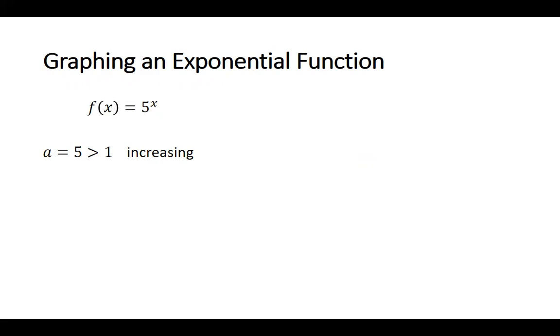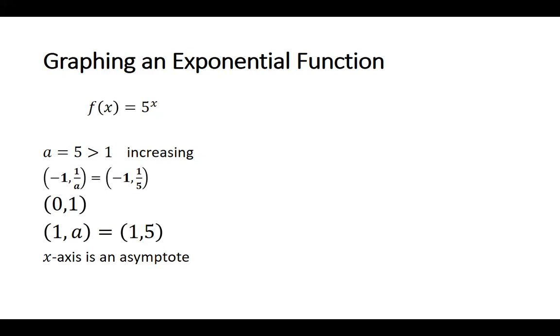Well, if x is equal to -1, then we must have 1 over a as our output, so that would be 1 over 5. So we have the point -1, 1 over 5. If x is equal to 0, then the output is going to be 1. And if x is equal to 1, then the output is going to be a, so we have 1, 5. So those are our 3 points. And because it's an exponential function, the x-axis is an asymptote.